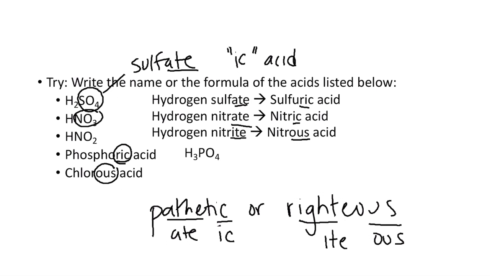And then these ones are going to the formula. So phosphoric acid tells us we need to go back to ATE, which is PO4 for this one. So H3PO4. And chlorous tells us we have an ITE ending. So we're dealing with chlorite, so HClO2.